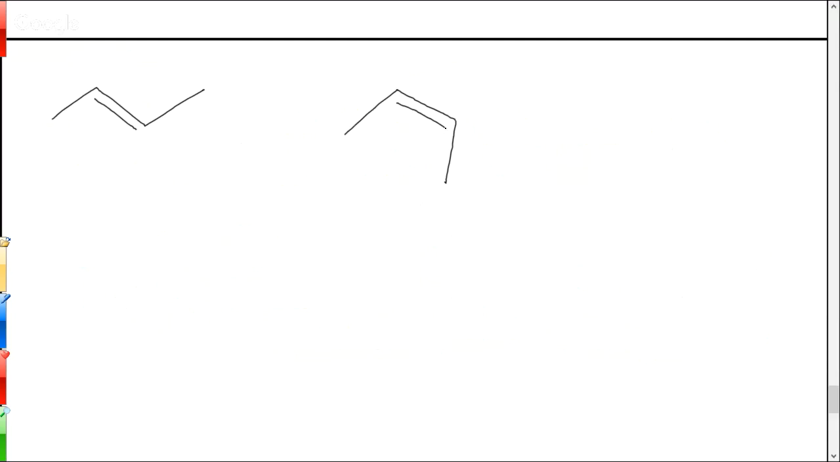So you've got 4 carbons, so that's but-something. What's the end going to be? Ene, because it's a double bond, so butene. But it's not just butene. What else do we have to put in there? 2-butene, because the double bond starts at the 2nd carbon in from the end. So 1, 2, 3, 4. So this makes it 2-butene.